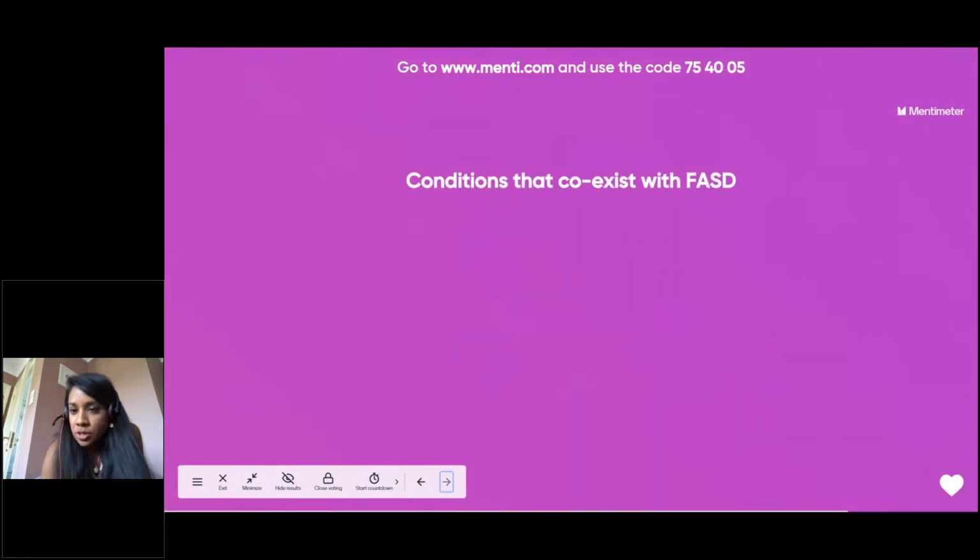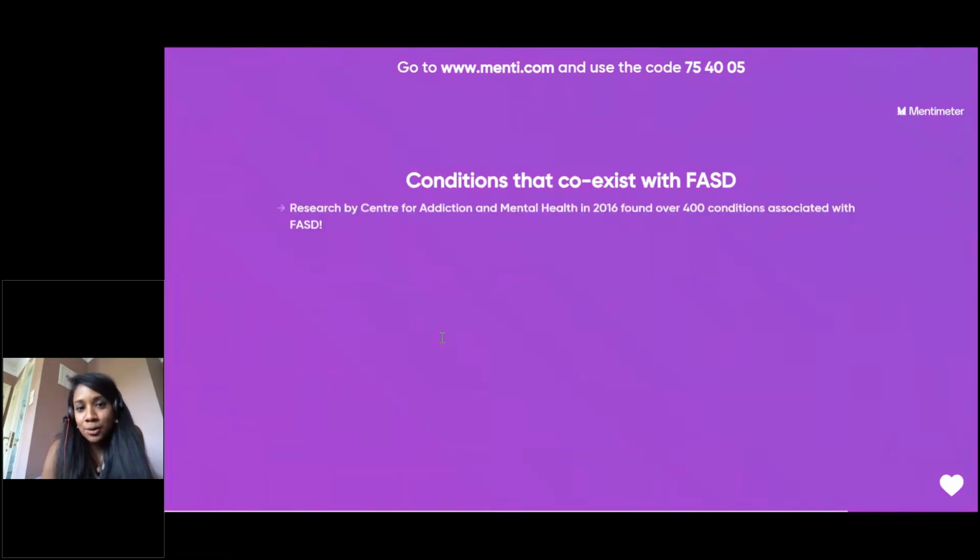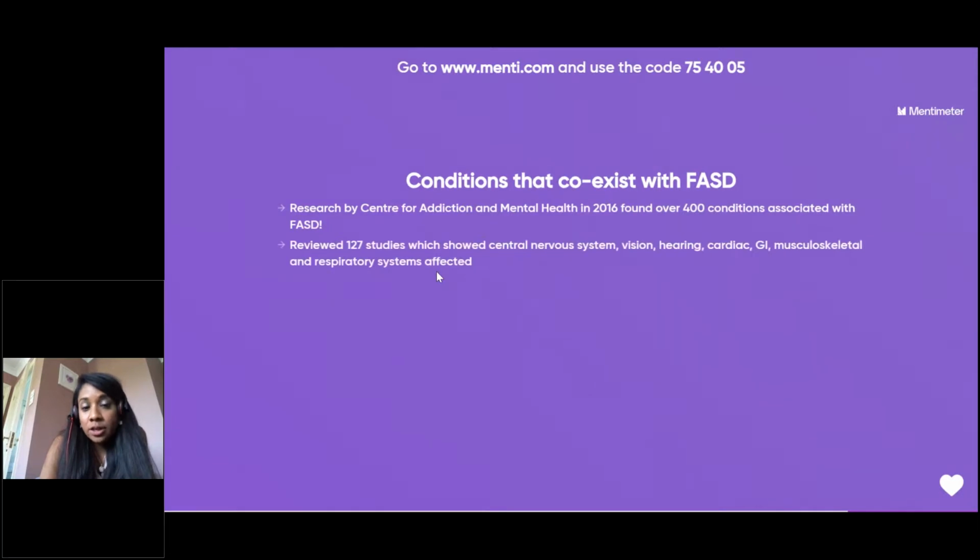Just coming to the end of the presentation, I want to talk a little bit about conditions that coexist with FASD. Basically the bottom line is there's a lot. There was a study done in 2016 in America that found over 400 conditions associated with FASD. Of course, that's just an association rather than necessarily causality. But they did look at 127 studies, which showed that, as you can see, there were difficulties across so many systems. So CNS, vision, hearing, cardiac, GI, and respiratory.